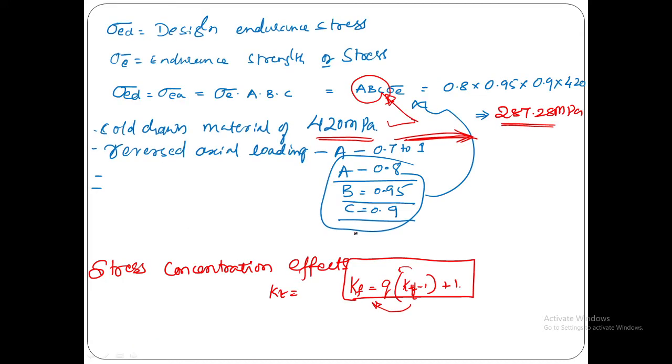Now you don't need to bother about the notations; you can use your own notations, but you must have the idea of what notation you use for what purpose. Some books use KF, some use KT, KTF, different notations, but the formula remains the same. Fatigue stress concentration factor equals notch sensitivity in bracket theoretical stress concentration factor minus 1, plus 1.